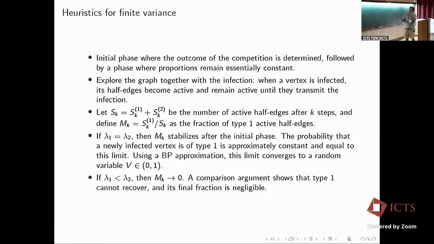And then depending on the speeds and the intensities, in one case it converges to a constant limit, and then there is coexistence. In the other case, we show that one dies out and the other one takes everything. That is more or less how it goes. So there is some exploration and branching process approximation to understand what's going on in the network.